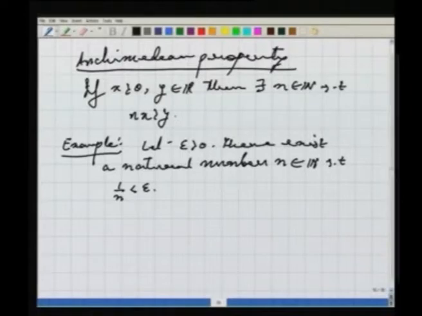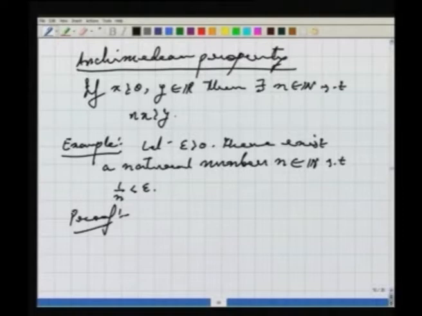Well, how do we prove it? Very simple. Just in the Archimedean property, take x equal to epsilon and y equal to 1.